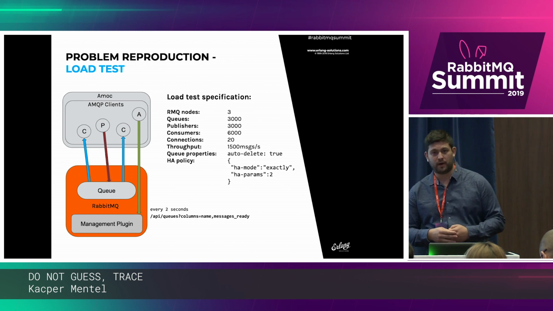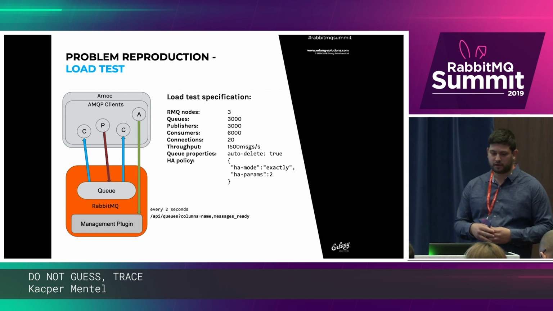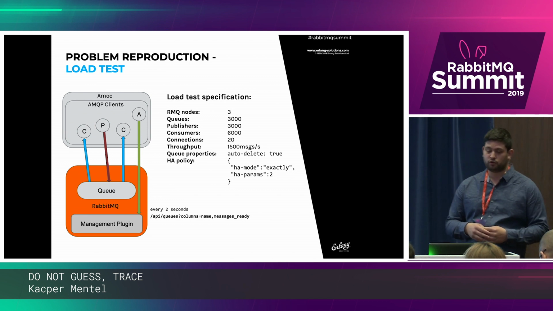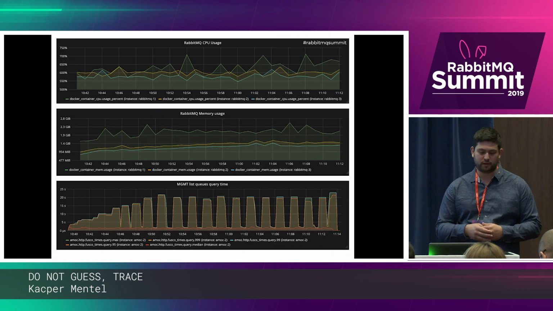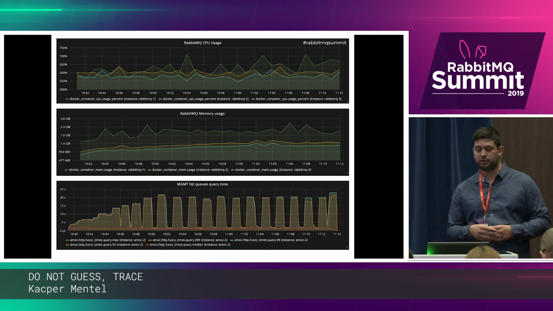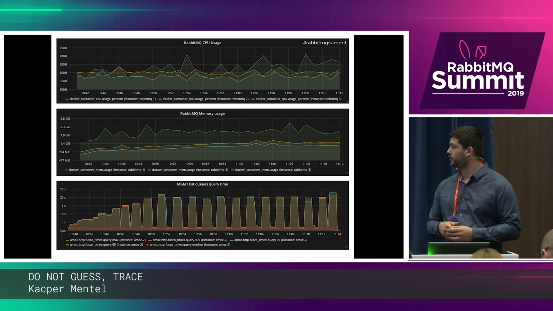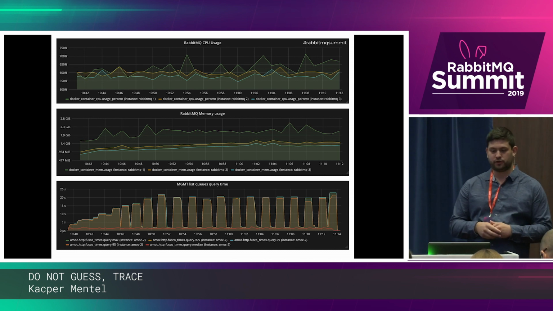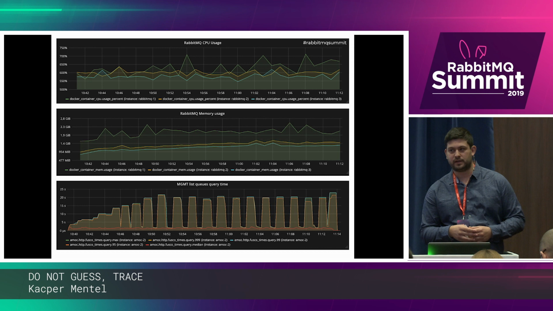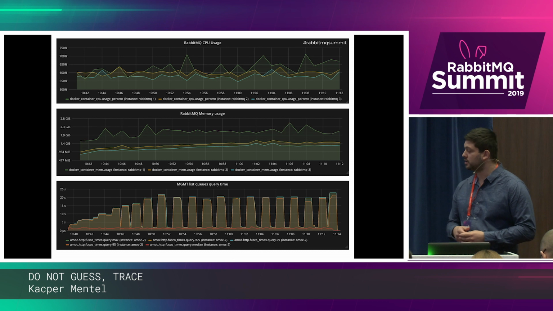When it comes to final load test specification, we had 3 RabbitMQ nodes, 3,000 queues, 3,000 publishers, 6,000 consumers, 20 connections that were shared between the AMQP clients. Each node has 7 CPU cores available during a load test. 100% on that graph means 1 CPU core utilization. So each node consumed about 6 out of 7 CPU cores. So RabbitMQ was pretty busy in our load test.